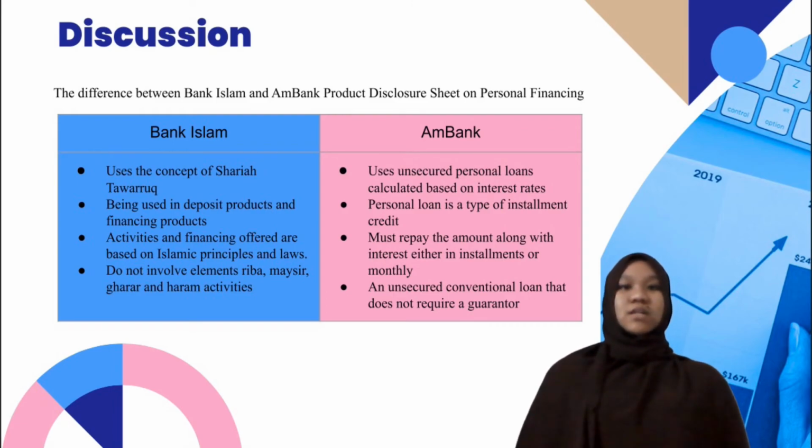A personal loan is a type of installment credit provided by a financial institution, which is a bank, to a borrower in the form of a one-off cash payment. The borrower must repay the amount along with interest, either in installments or monthly, over the term of the loan. Personal loans are divided into secured loans and unsecured loans. Ambank's is an unsecured conventional loan that does not require a guarantor or any collateral to apply for a loan.